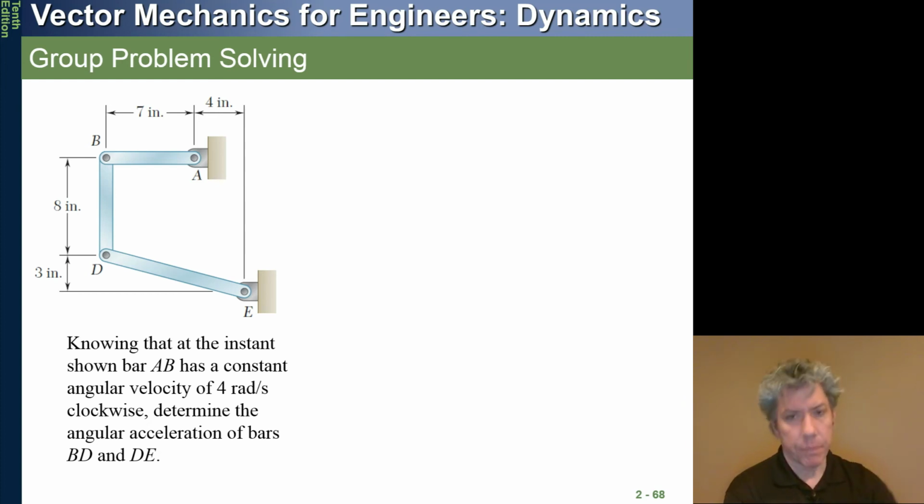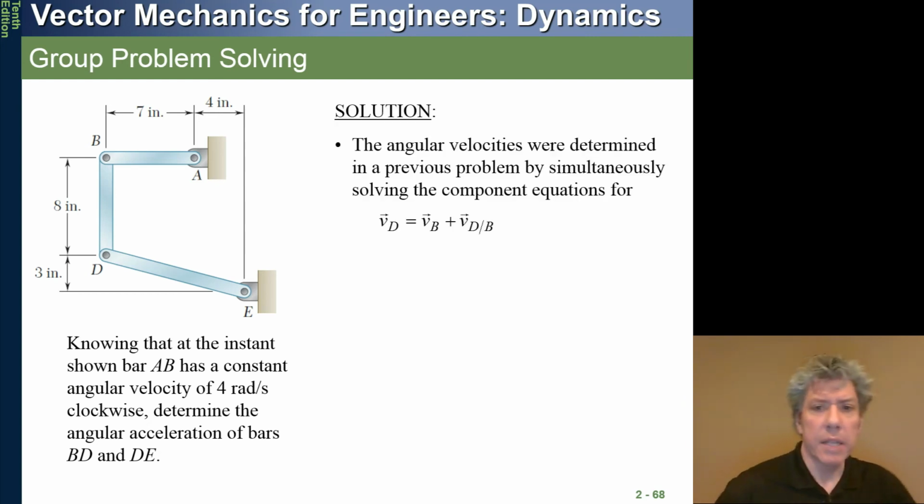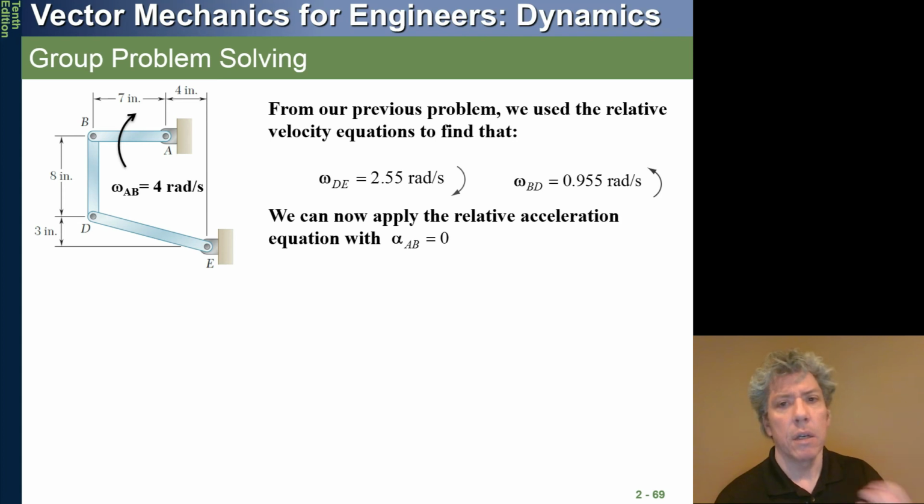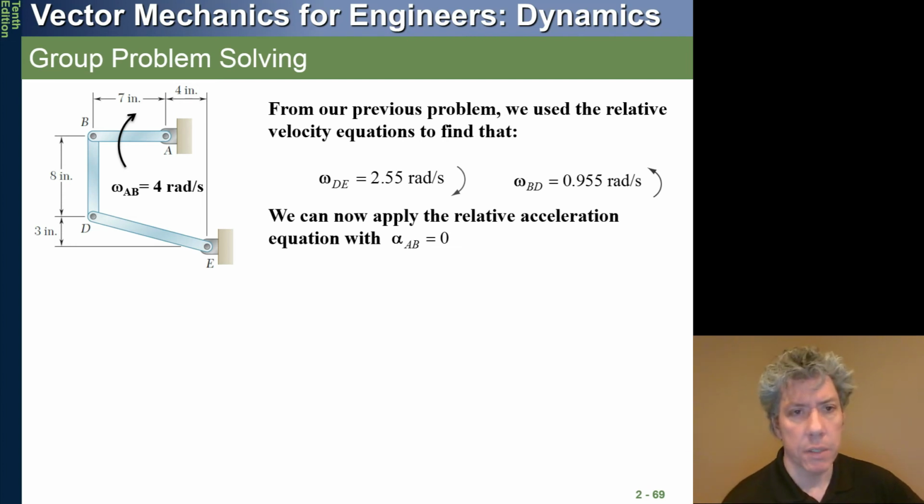Let's see what happens. So the first thing we're going to do is write the velocity of D in terms of the velocity of B. Well, that makes sense because we have to solve for the velocity. I guess they're going to go through this and do it. No, it says it was determined. I'm sorry, they're referring to what we did before. Okay, good. The angular accelerations are now determined by simultaneously solving the component equations for the relative acceleration equation. In other words, we're going to write angular accelerations in terms of points that we already know. So they're just noting that from previous solutions we found the angular velocities of BD and DE.